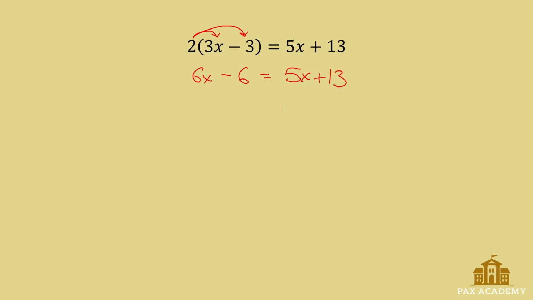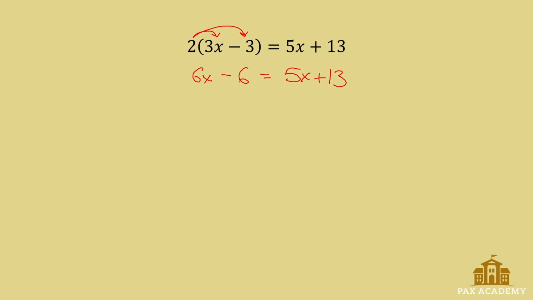Very good. Right. And then again, we need to put the x terms on one side and the number terms on the other side. Okay. So let's start with the number terms. Again, we want to end up with positive numbers. So in this case, we're going to put the number terms on the right hand side and the x terms on the left hand side.